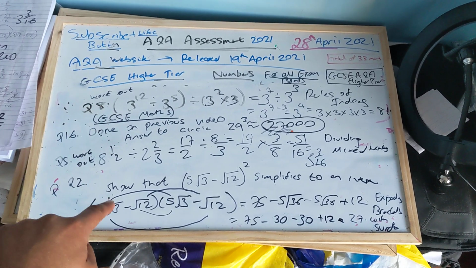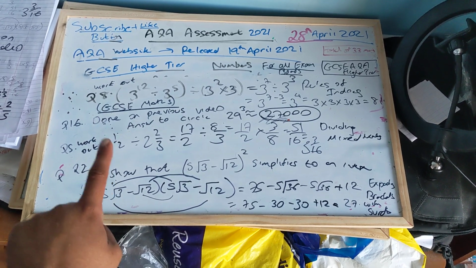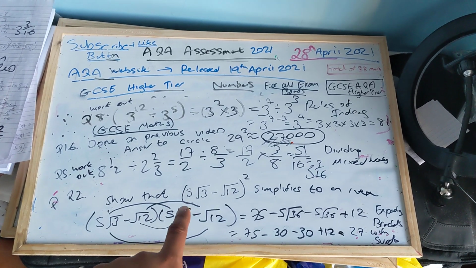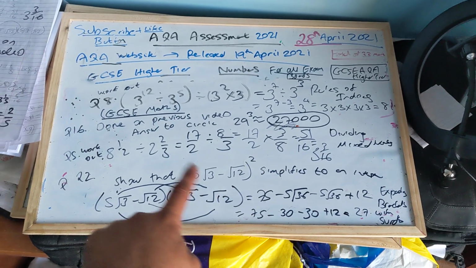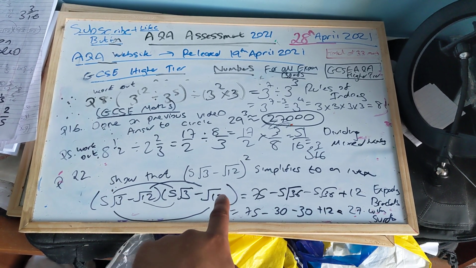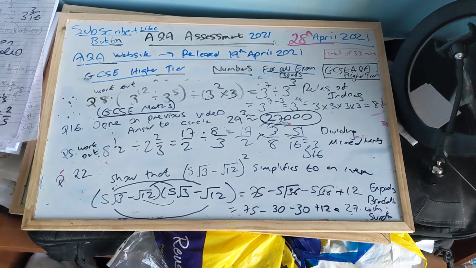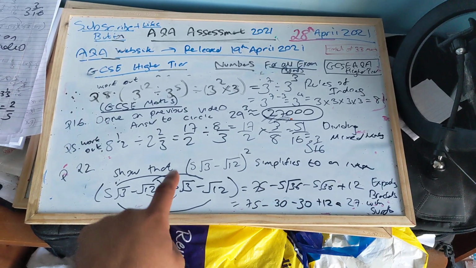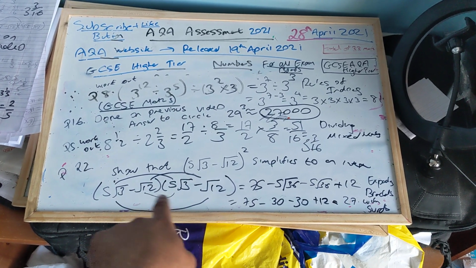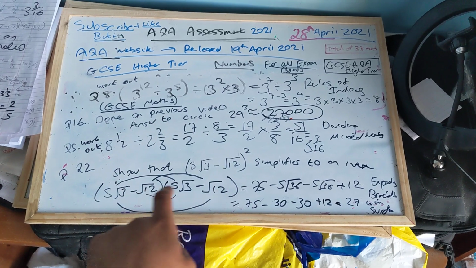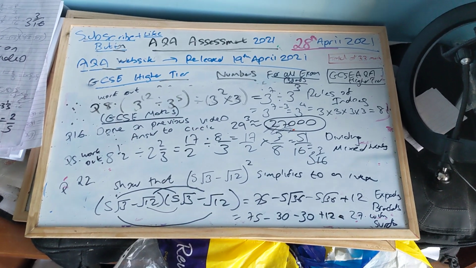Okay, 5 root 3 times 5 root 3 actually. So 5 times 5 is 25. Root 3 times root 3 gives us 3. So 25 times 3 is 75. The next one is 5 root 3 times minus root 12. Well, it becomes 3 times 12, which is 36. So it's minus 5 root 36. And then the same again, minus 5 root 36, because I'm timesing it again. And then lastly, minus root 12 times minus root 12 becomes positive 12.